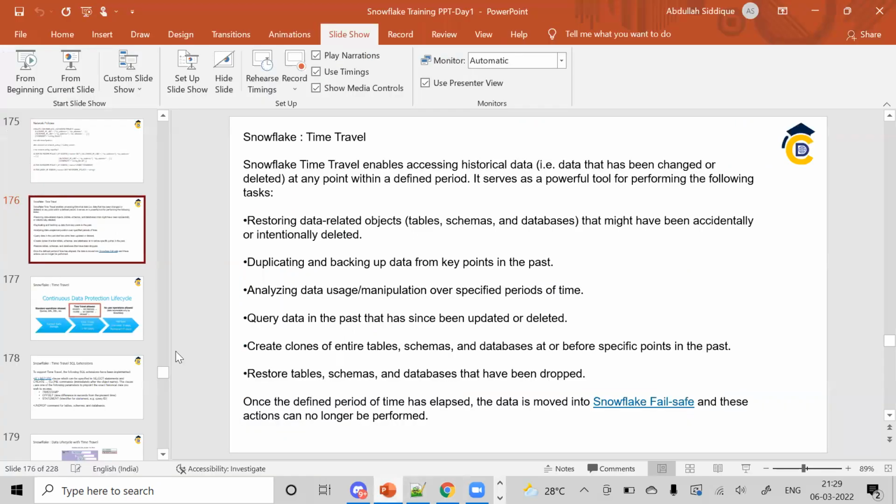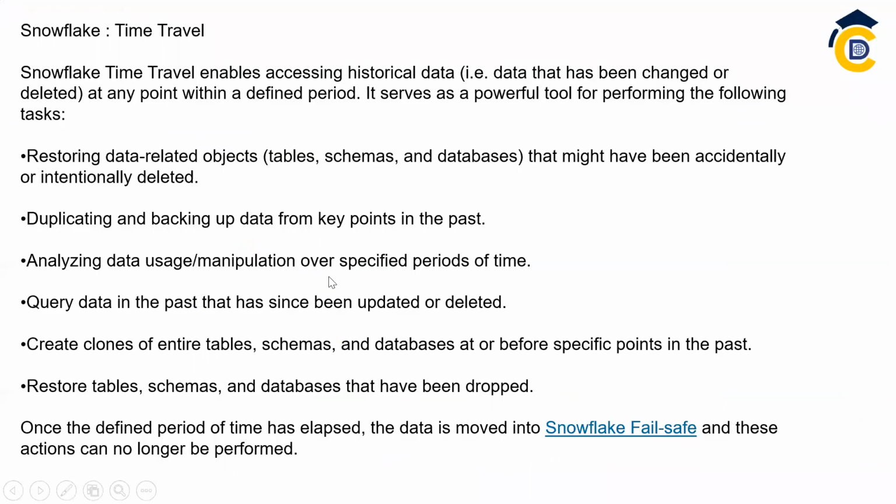So this is a very powerful feature, guys, like how Time Travel provides. And we will see how to check the retention days also, like how much is allowed in my database. Duplicating and backing up data from key points in the past. Obviously, if some 5 days back data you want to duplicate or backup, you can do that because you can go back in time. Analyze data usage and manipulation over specified periods of time.